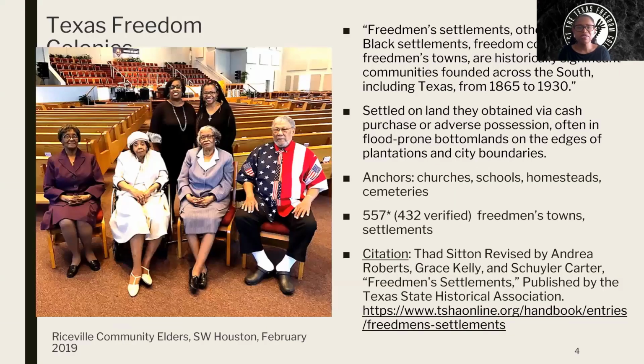And just as a quick reminder, we all are concerned about the future of historic Black settlements, but it's worth noting that they go by several different names: freedmen's settlements, Black settlements, freedom colonies, freedmen's towns, but they're all intentional historic Black communities founded between 1865 and 1930. They exist around the United States. However, in Texas, there are as many as 557, 432 of which our research team has verified in partnership with descendants and volunteers like yourselves.